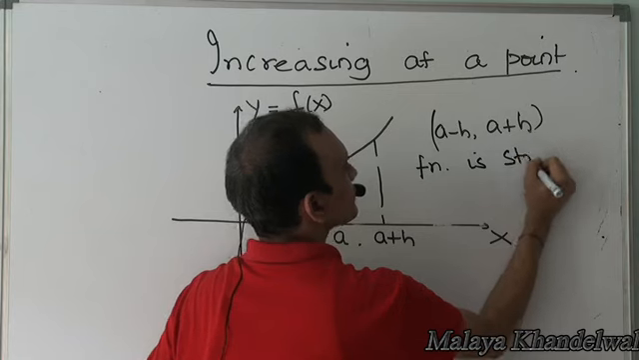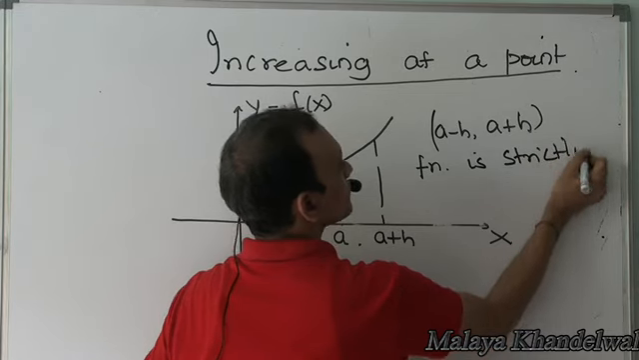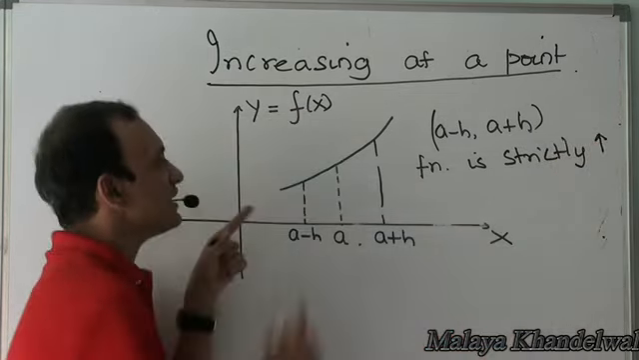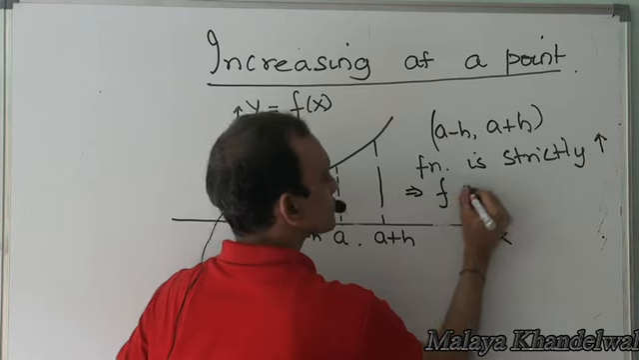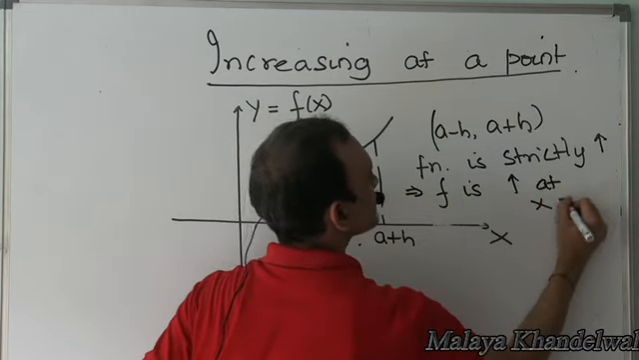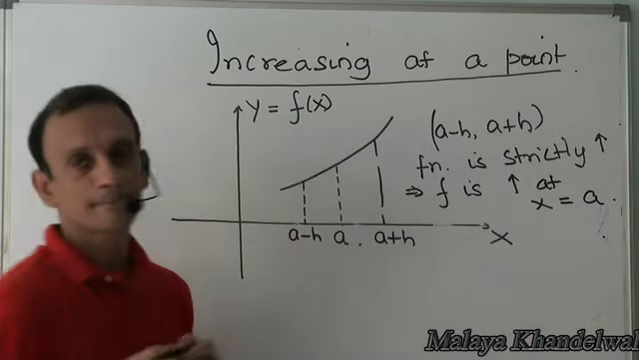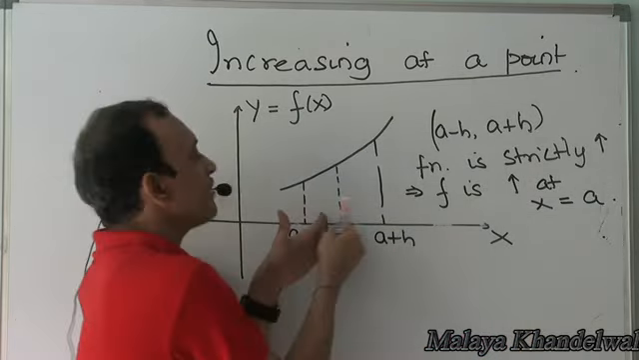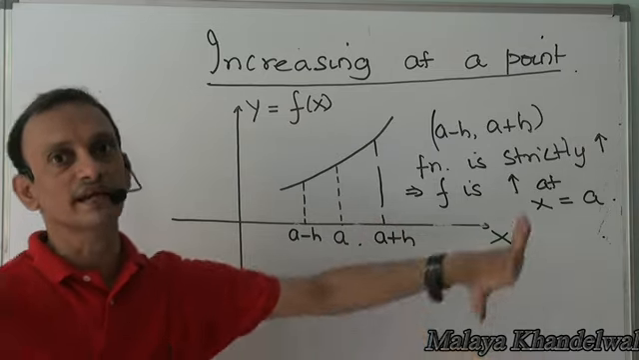if I find that the function is strictly increasing, then I say that the function is increasing at x equal to a. A function is said to be increasing at a given point if one can find an open interval surrounding a in which the function is strictly increasing. We say that the function is increasing at x equal to a.